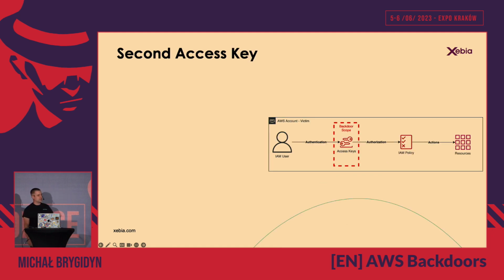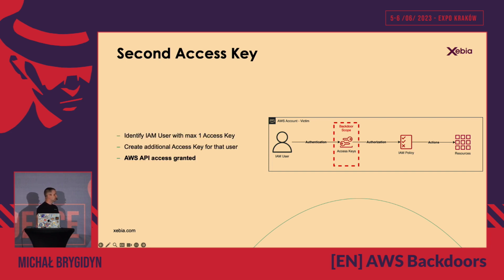Let's jump straight to the second backdoor. We don't need to create a user if there are already IAM users with interesting IAM policies attached. We can just find a user that has only one access key created, and there's a limit of 2 per user. So if there is a user with an access key, just create a second access key for that user. Nobody will notice that, because usually IAM users are not part of the infrastructure as code. And if you add that, you have the same access level as that user.